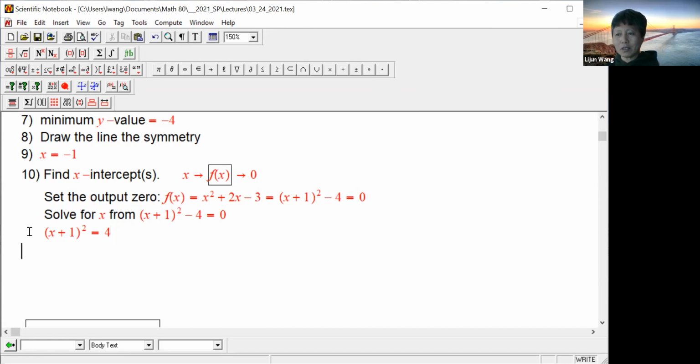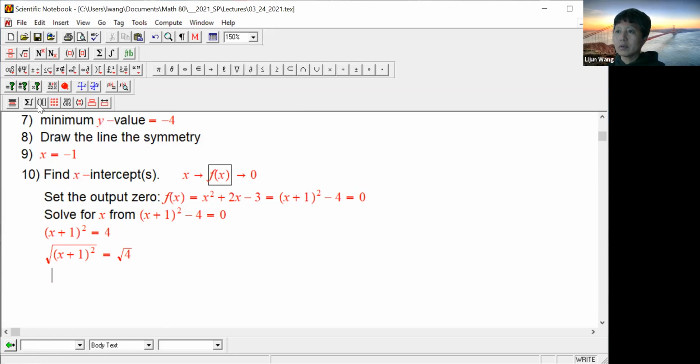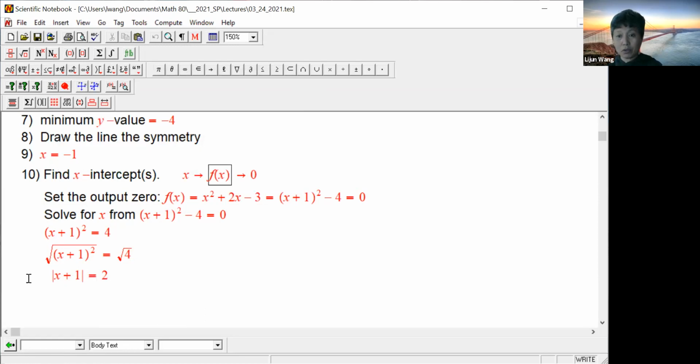Okay, so let's solve this equation. If this is true, what do we do next? We take a square root on both sides. That must be true as well. And what is on the left-hand side? It's the absolute value of x plus 1, which must be the same as 2 because the square root of 4 is 2. Then what? That means x plus 1 equals plus 2 or minus 2, right? Plus 2, minus 2. And then what?